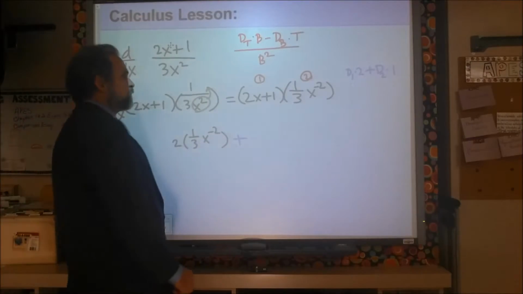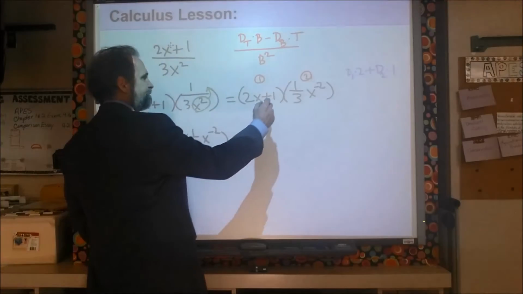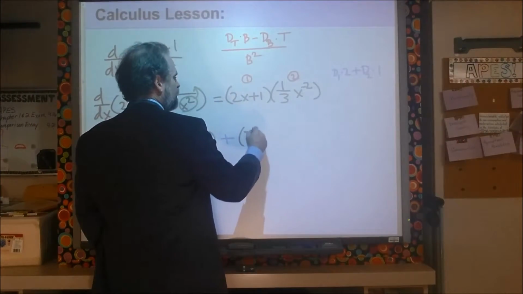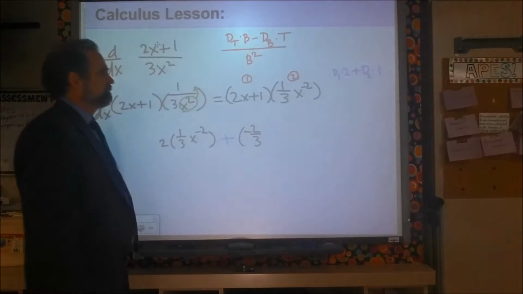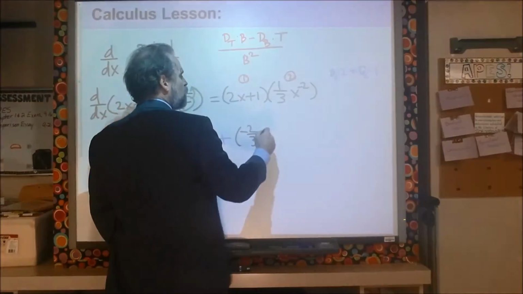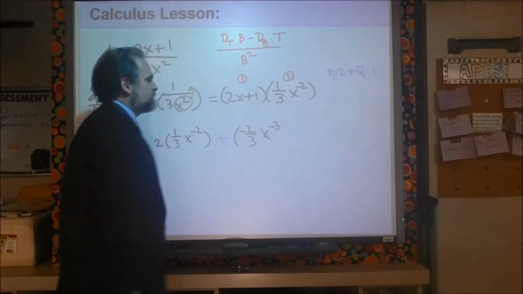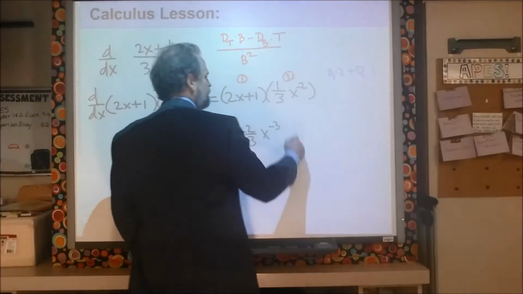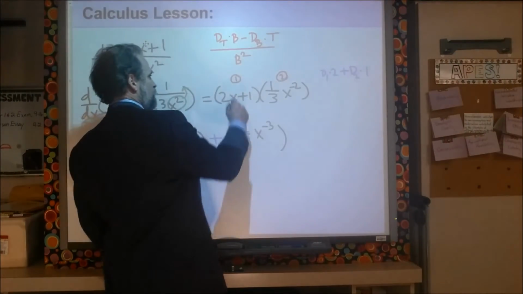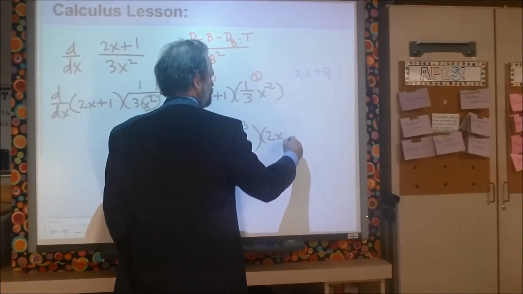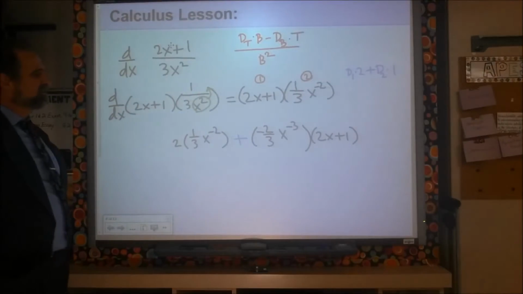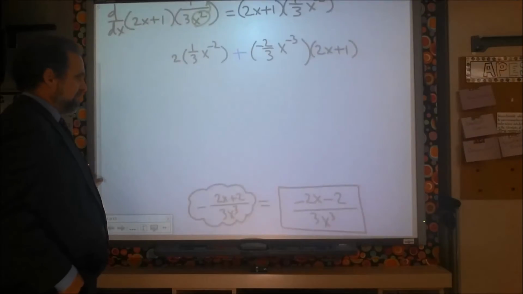So next is the derivative of the second. Well, negative 2 times 1/3 is negative 2/3, yes? And then negative 2 minus 1 is x to the negative 3. So that's the power rule, because that's just a single monomial term. That's the derivative of the second times the first. The first was just 2x plus 1. Okay?